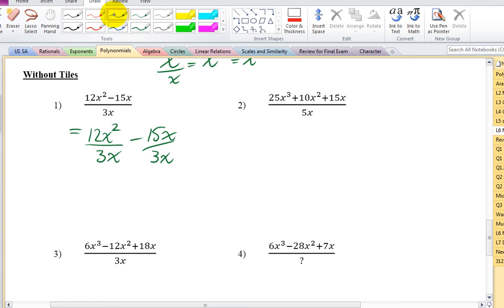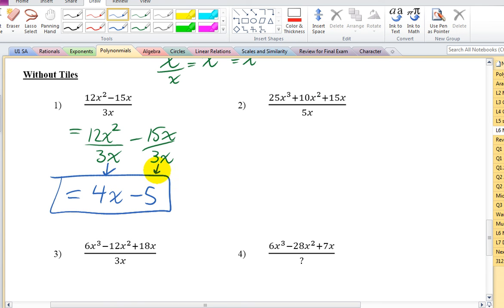On the left, what's 12 divided by 3? 4. X squared divided by x: x exponent 1. We subtract the exponents. And what's 15 divided by 3? 5. X divided by x, well, it'd be 1. So it'd be 5 times 1. So that's our answer. Our answer is 4x minus 5. There's the answer to the first part, answer to the second part.